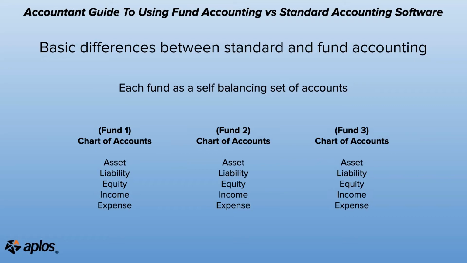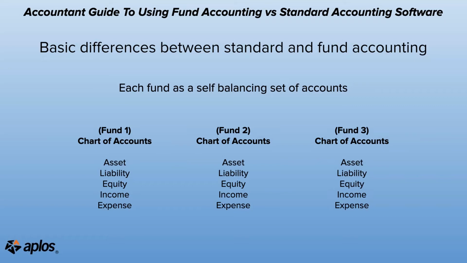So a fund is its own separate balance set aside from everything else, but again, part of the larger total of your organization still. So each one of these funds is going to have its own chart of accounts. So each fund has its own assets, its own liabilities, its own equity, income, and expense.